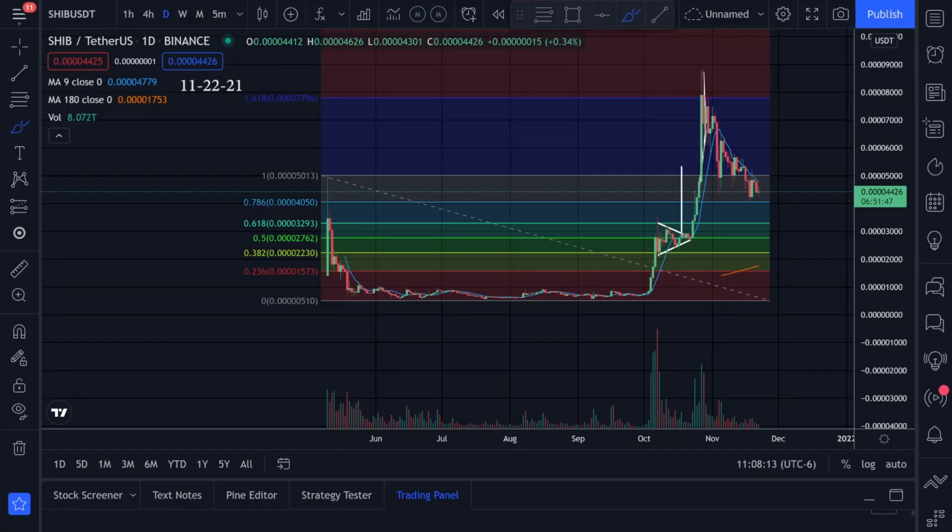Let's take a look at the chart action for Shiba Inu. Alright, so I wanted to show you guys something interesting with the Fibonacci retracement chart, or the Fibonacci tool, should I say. So let's delete everything.